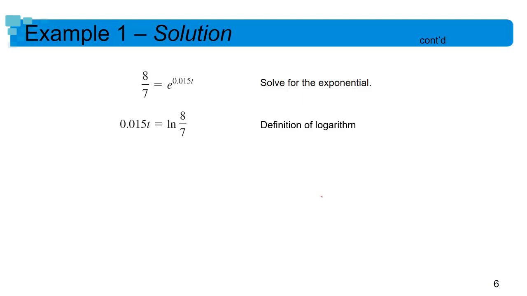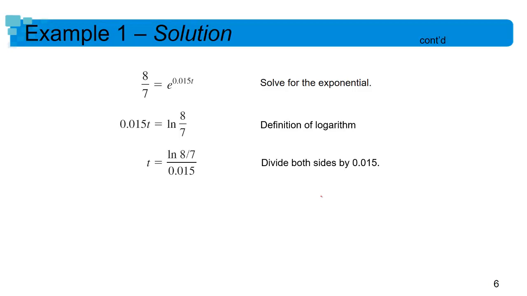And so the last thing, if we want to solve for t, is we just divide by the 0.15. And that would be our answer if we wanted to keep it precise, because the natural log of 8/7 is going to be one of those irrational numbers that goes on forever. So if you wanted a precise answer, this is the only way to be precise. But that doesn't tell us anything. We want to know how long it's going to take.